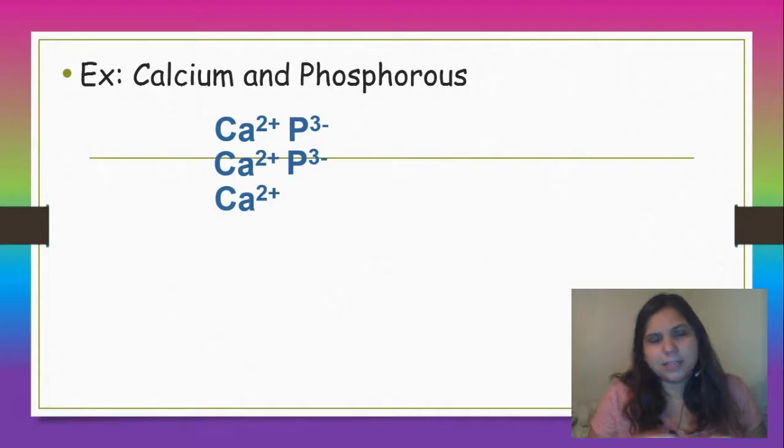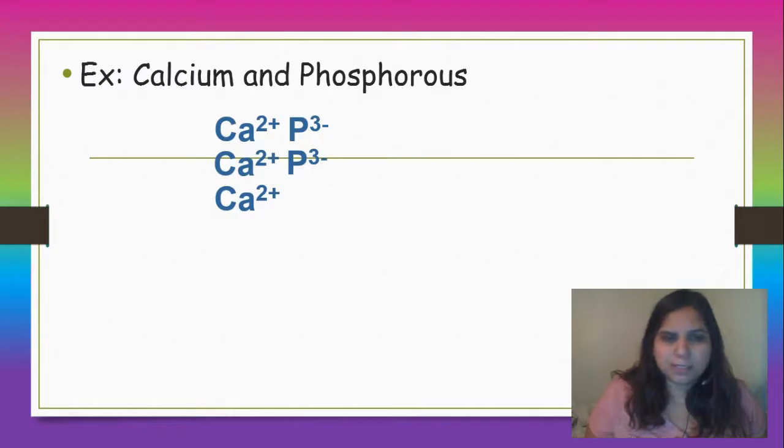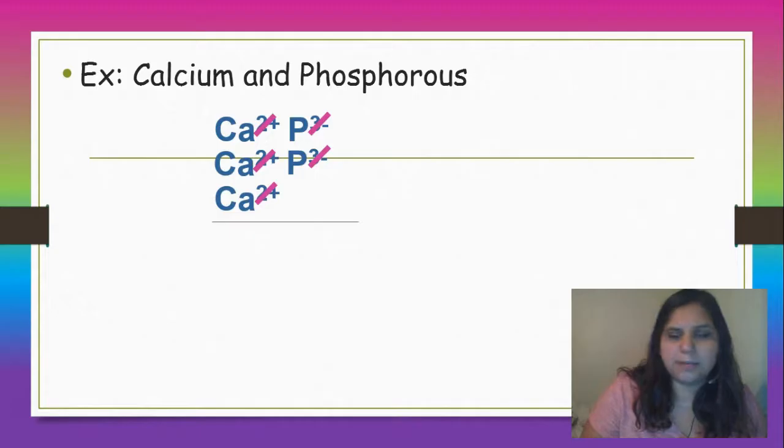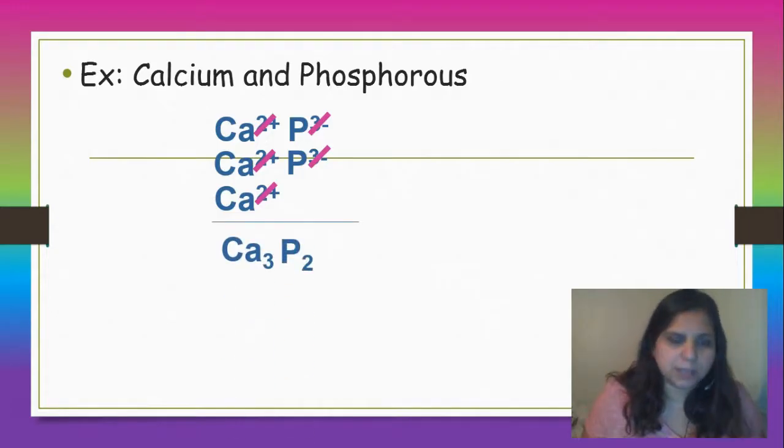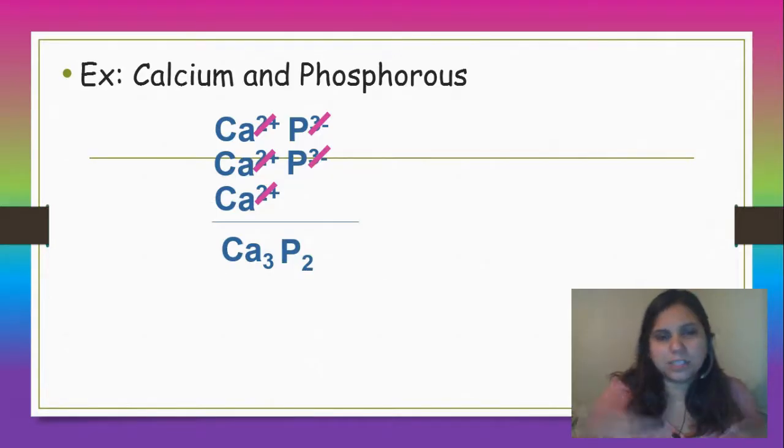It's kind of like you're finding the least common multiple. What will 2 and 3 go in? And both of them will go into 6. And so how do I get that 6? Well, it's going to take 3 calciums and 2 phosphorus. And so here's my formula between these two ions. I have this 3:2 ratio.